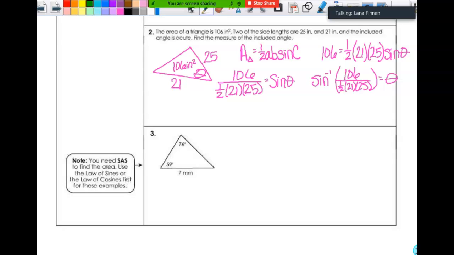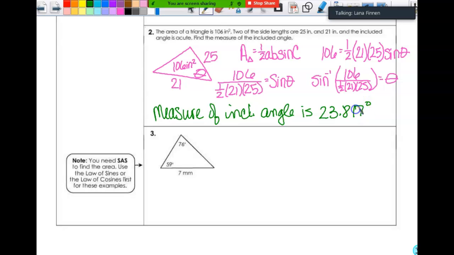So then, since it doesn't ask me for theta or whatever, it says find the measure of the included angle. So I need to say measure of included angle is 23.817 degrees. Lordy, lordy.